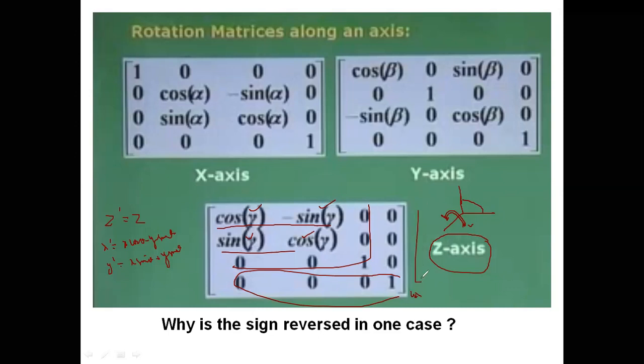If I put x, y, z and 1 here, what will be the values of x dash, y dash, z dash, and 1? x dash will be cos theta x minus sin theta y. y dash will be sin theta x plus cos theta y. z dash will be equal to 0 into x, 0 into y, plus 1 into z, which is equal to z. So these will be the values of x, y, z.